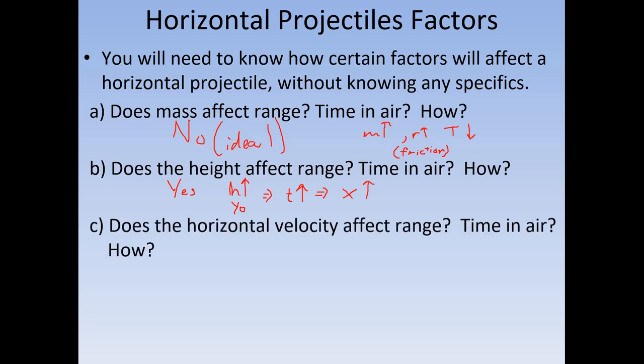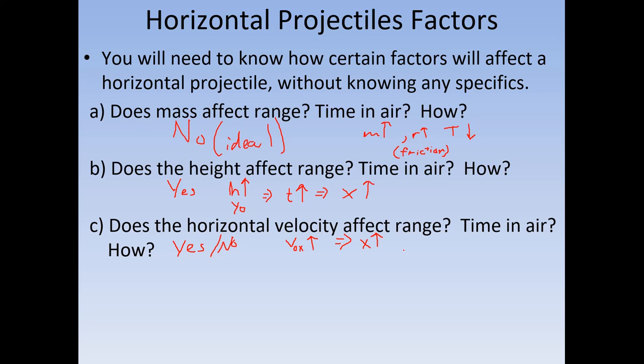Another question is horizontal velocity. Does that affect range, and does that affect time in the air? And how does it do it? And the answer is yes/no. So one thing that we did mention is that the initial horizontal velocity, if I increase this, then that does actually increase the range.